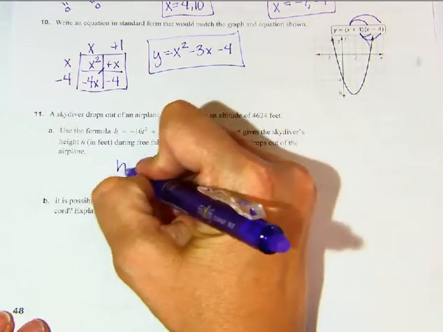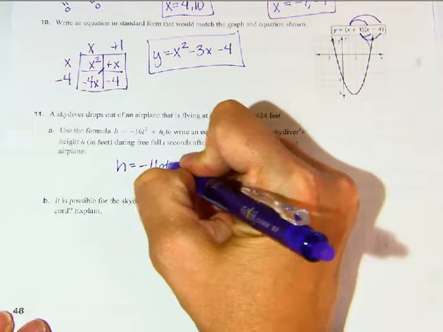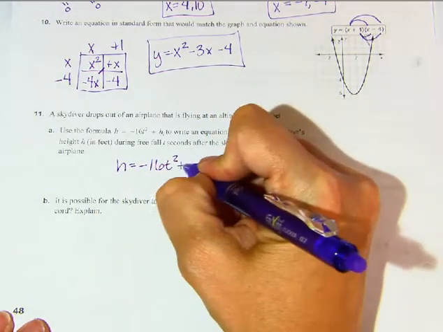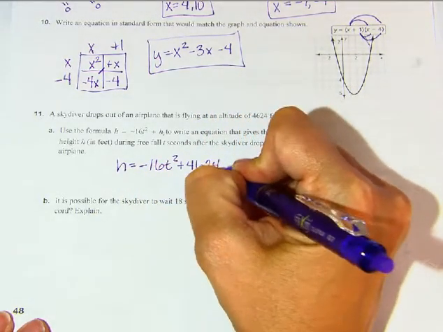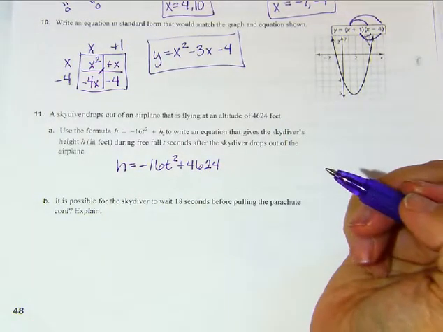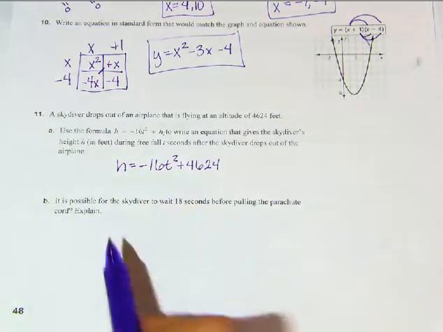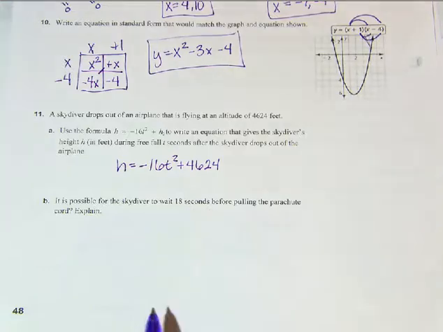So the equation is going to look like this. It's going to keep that the same, but our initial height is 4,624. Okay? Now we want to know, is it possible for the skydiver to wait 18 seconds before pulling the parachute cord? So we could do a couple of things here. Well, we could find out when they hit the ground, and if 18 is after that or before that, we would know if it's safe or not.